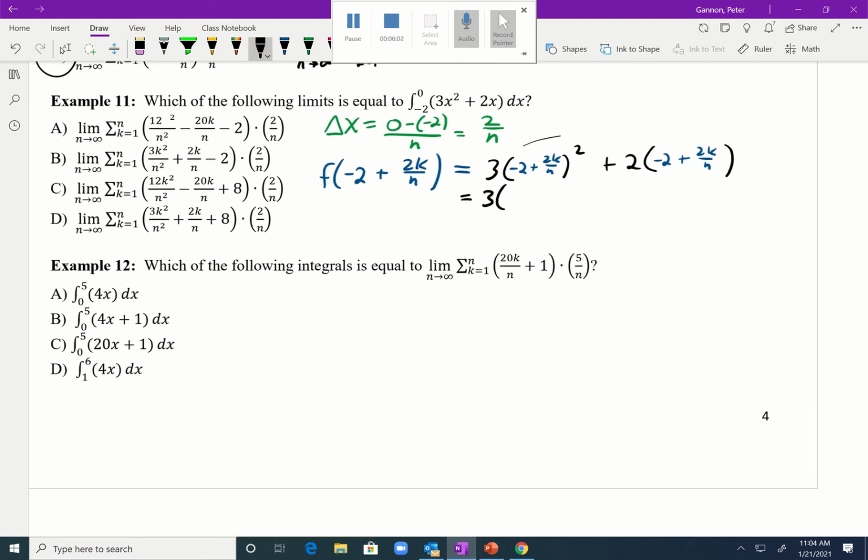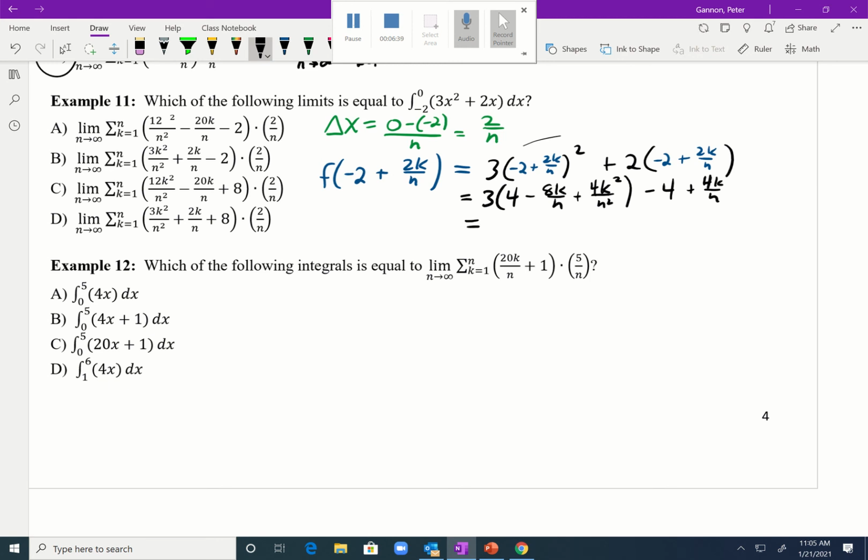I'm going to leave the 3 alone in front. We're expanding this binomial. So we're going to do -2 times -2, which is 4. We're going to multiply -2 by 2k over n twice, which is going to give us -8k over n. And then we're going to have 2k over n multiplied by itself, so that's going to give you positive 4k squared over n squared. Over here, you're going to distribute the 2 to get -4 plus 4k over n.